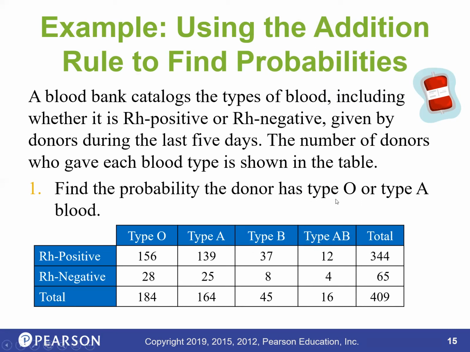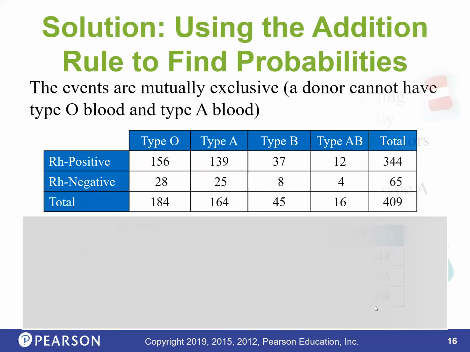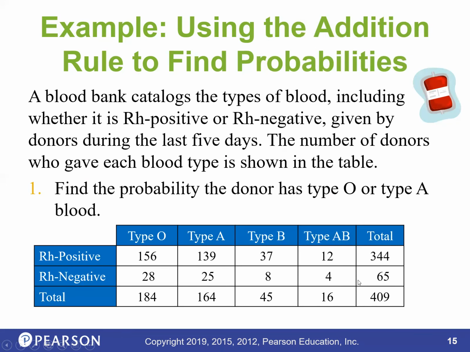So type O blood, right here, grand total is 184. Type A blood. So what's the probability of just being type O blood? What's the probability, not the total? It'd be 184 over what? Yeah, the 409, it's this little total over here, right? That's the probability. What's the probability of type A blood? 164 over, still 409, perfect. Okay, real quick, before we do that, next thing: are those two blood types mutually exclusive?